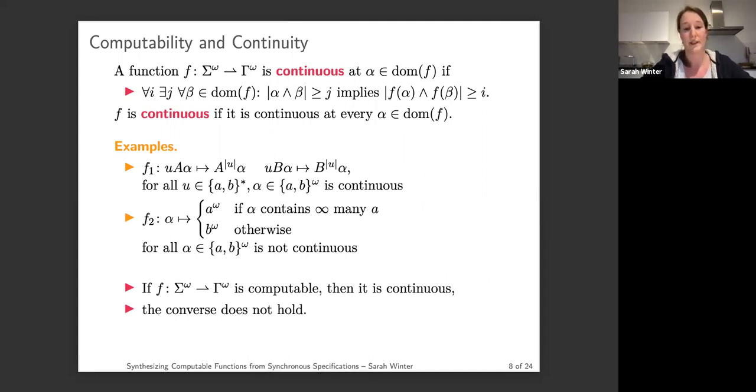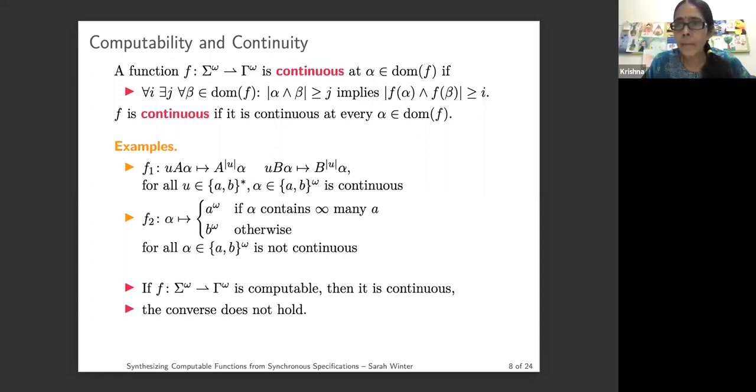So we have that whenever a function is computable, then it is also continuous, but the converse does not hold. If you take a look at the definition of continuous, we basically say when the inputs share longer and longer prefixes, then the outputs must also share longer and longer prefixes. And the difference to computable functions is that for continuous functions, we do not require that it is actually doable by some kind of machine, whereas computable simply means that we could compute this also.